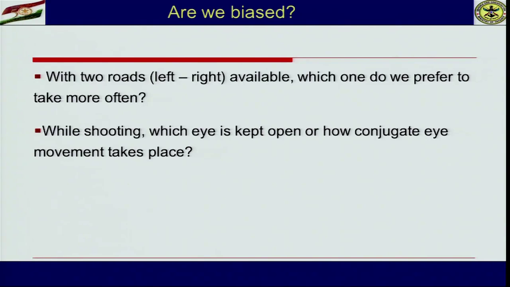Likewise, if I try to shoot with a gun, which eye is kept open and how does conjugate eye movement take place? Do we open both eyes in shooting? No, it is not possible. We have to close one eye. So, which eye would we prefer to close and which eye would we prefer to open? We will find that there is often a bias. We use one eye more often as open and one eye more often as closed.